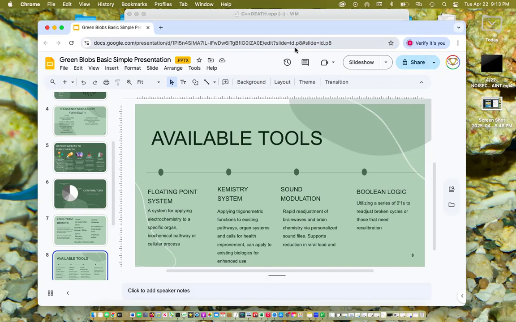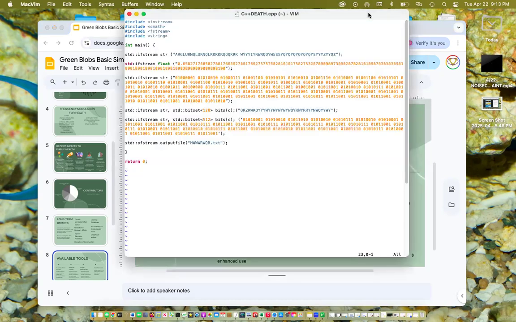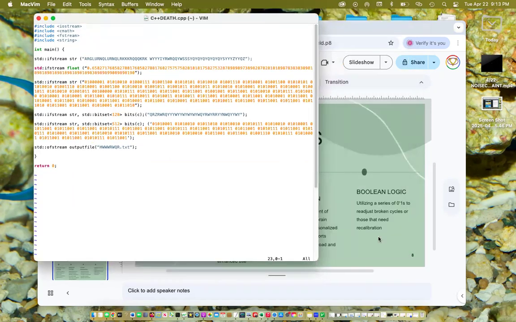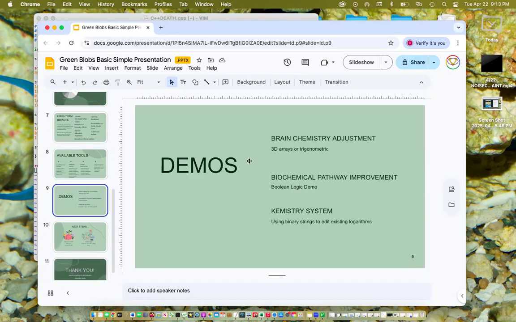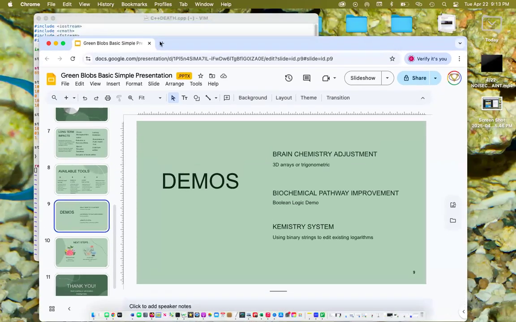Thank you. So, Boolean logic, right? What does that look like? It looks like taking another C++ script, and I'm going to go back and forth in this demo because we're getting to the demo page. Right, so brain chemistry adjustment, things like that.